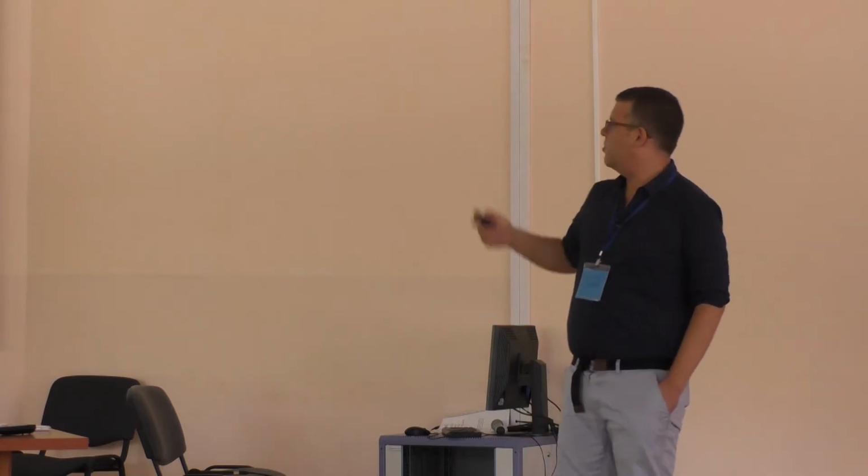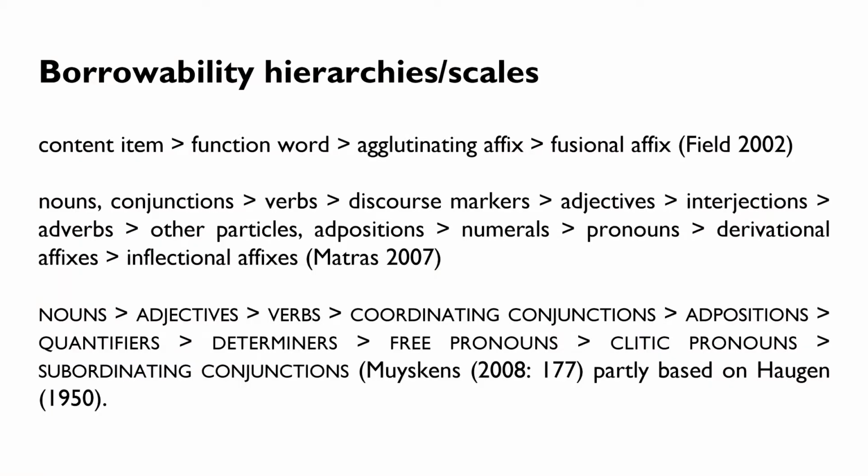these from the point of view, with the eyes of a typologist, what do they mean to you? I mean, if you look at the first one, right? So content item, arrow, function word, arrow, agglutinating affixes, arrow. What does this mean? How do we interpret this? What do you think? Well, this is a scale of grammaticalization. Oh, yeah, but in the context of borrowability, it's not, but of course what you say is relevant.